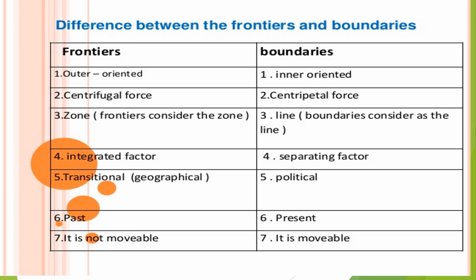Frontiers are very important. They are transitional zones and also geographical, but boundaries are political. Frontiers were created in past time, but boundaries are created in present time. A frontier is not movable, it is a stable zone, but a boundary is a movable one.